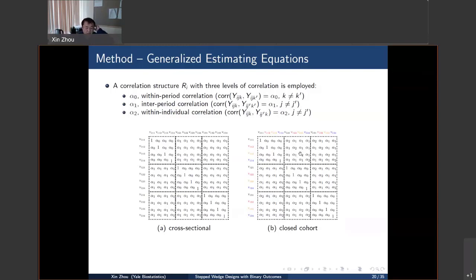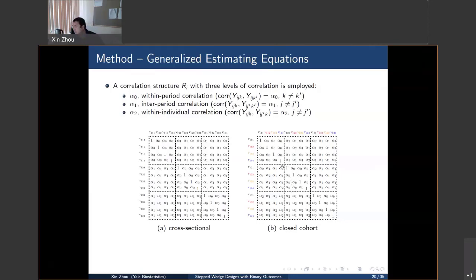And for the closed cohort design, there is one more level of correlation, alpha 2, the within-individual correlation. Recall that for cohort design, the individuals from different periods are actually the same group of people. For example, Y111, Y121, and Y131 are actually repeated measurements from the same individual, and so their correlation is alpha 2. Similarly for outcomes Y112, Y122, and Y132, the correlation is alpha 2.